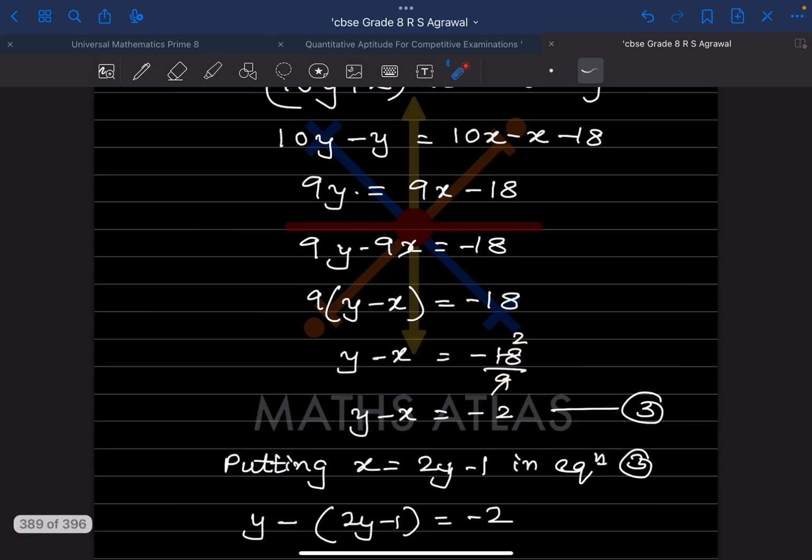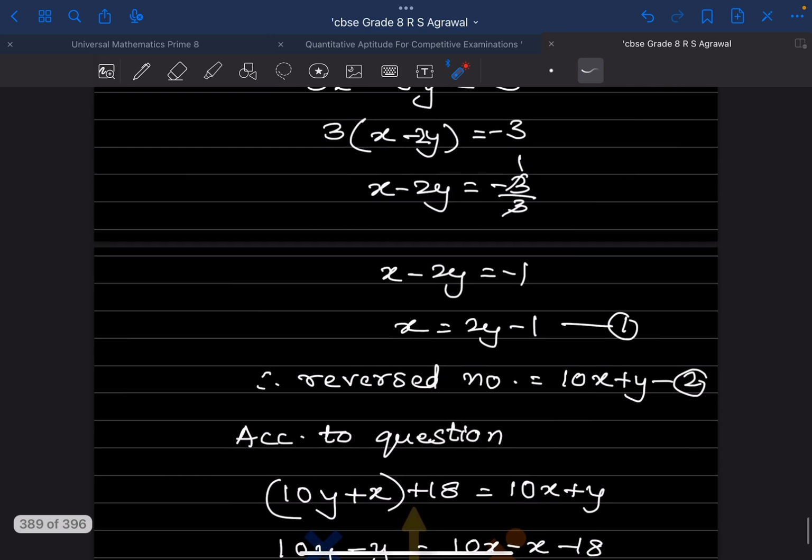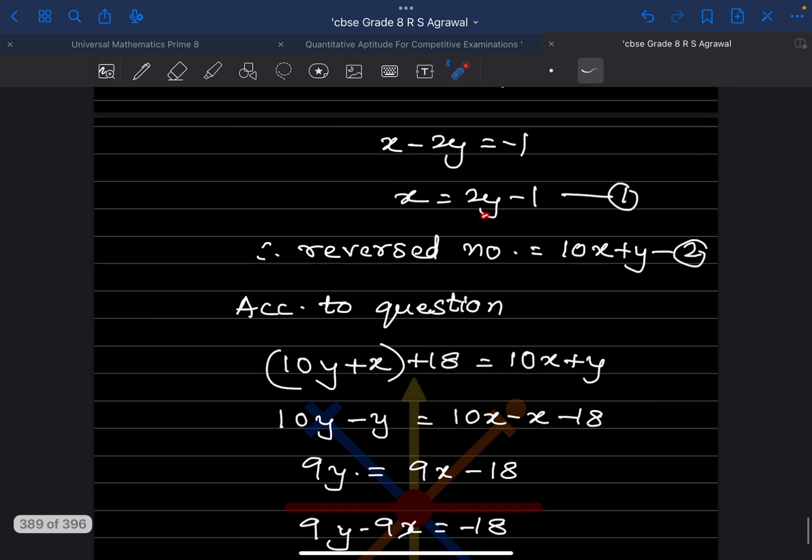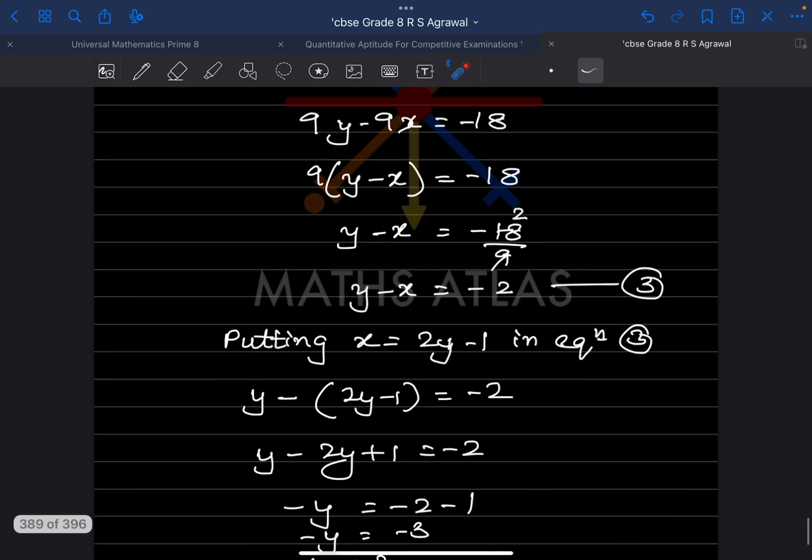So this is equation number 3. Now what you are going to do here: you got x is 2y minus 1. You are going to put the value of this x in equation number 3. So putting x equal to 2y minus 1, what do we get? y minus, in place of x, we will put 2y minus 1. Because there are two terms, we will put a bracket over here. So that is equal to minus 2.